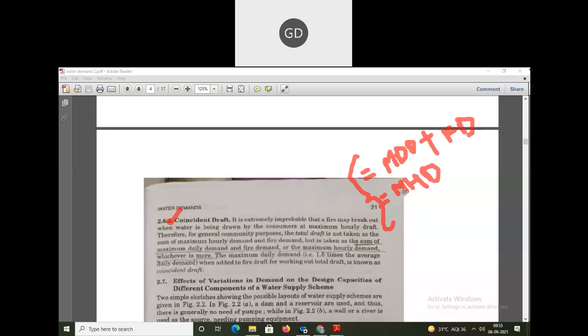So in a numerical, if it asks you to find the coincidental draft, you first find the maximum daily demand. Also find the fire demand using any of the formulas that we learned in our last class, and then find the maximum hourly demand. Of these two values, whichever is more will be your coincidental draft.